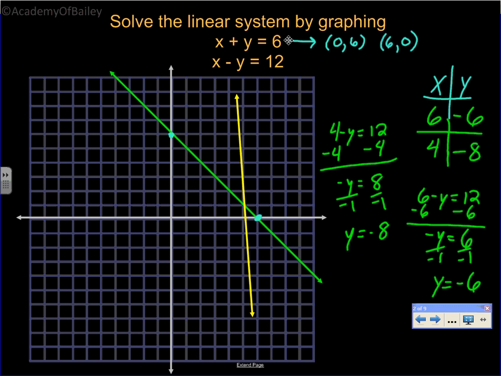The first point is 6, negative 6. Go to the right 6 and down 6. And then the next one is 4, negative 8. I go to the right 4 and down 8. And so we're going to go ahead and graph this line.